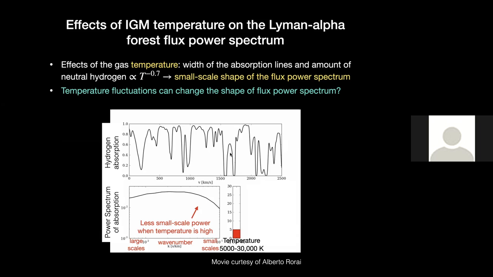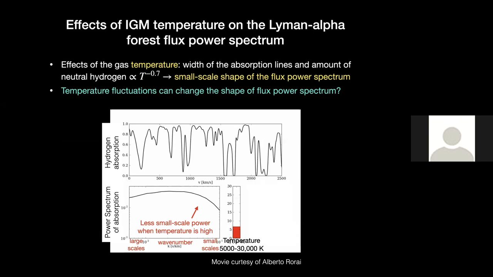I'm going to play this movie, and it's going to show the effect of varying the IGM temperature. As you can see, when the IGM temperature is higher, the absorption lines are broader because of the thermal broadening of the lines. That's going to smear out some of the small scale structure in the forest.